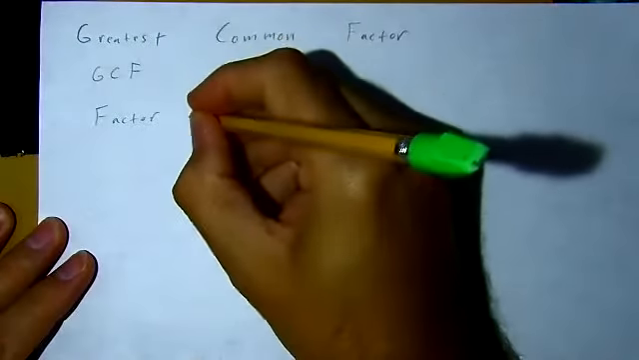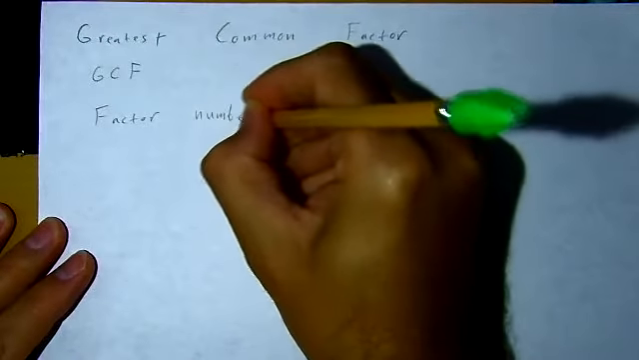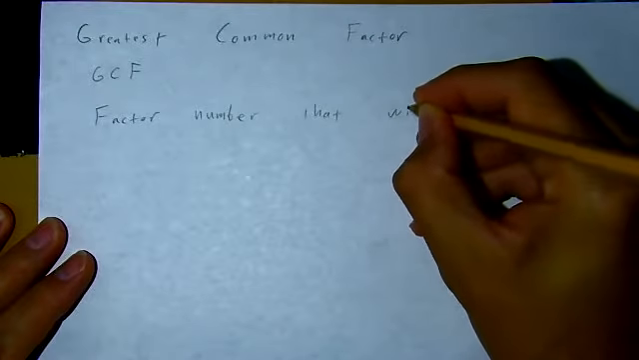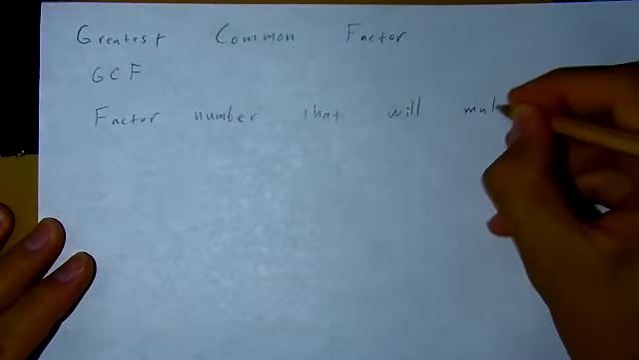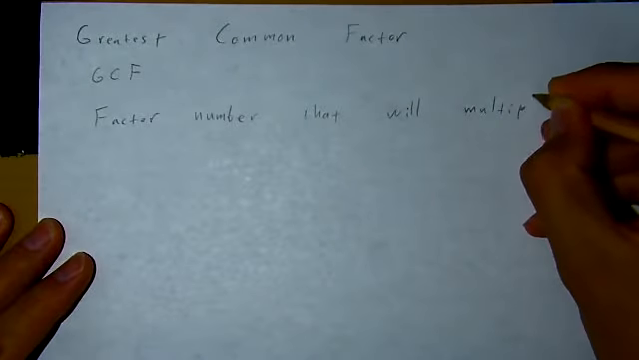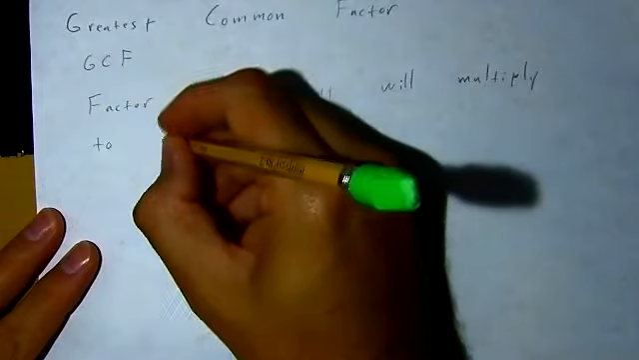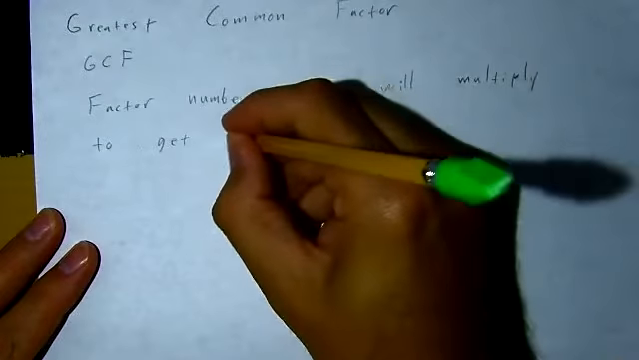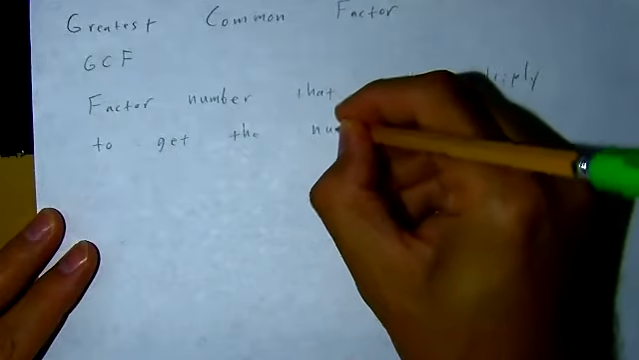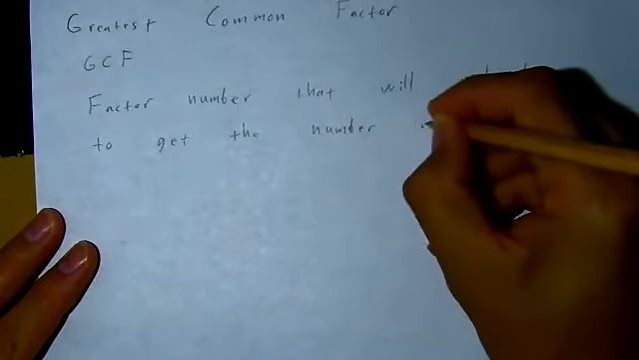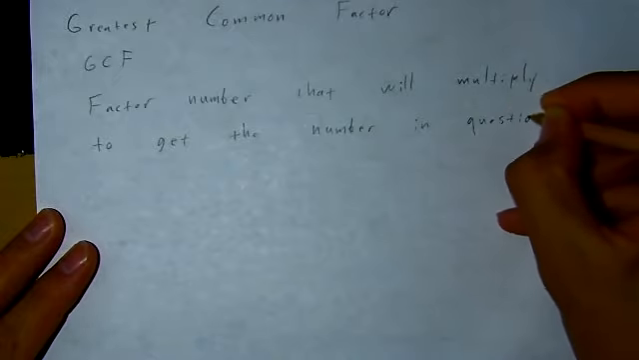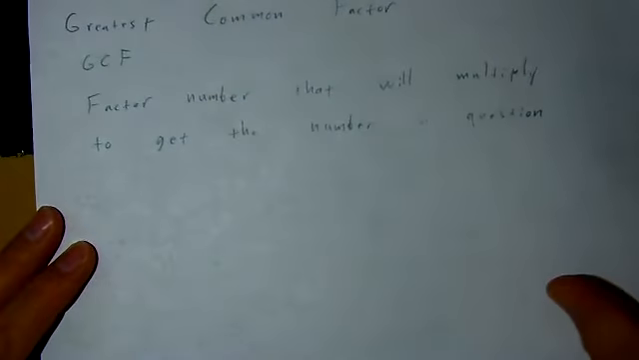So a factor is a number that will multiply to get the number in question. Sounds kind of confusing.